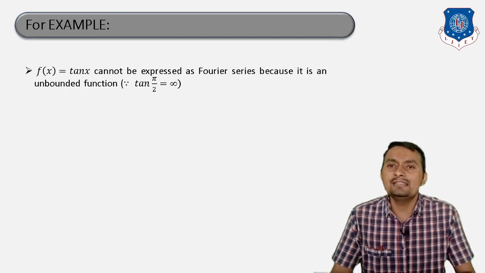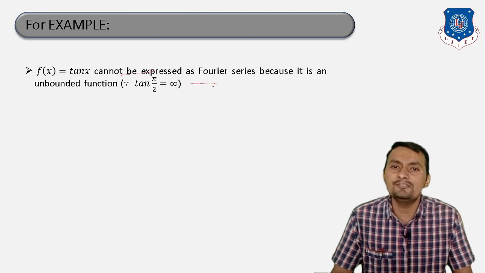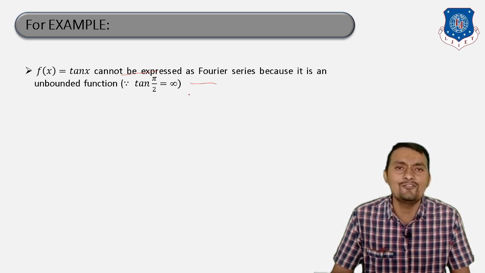Now let's have a look at an example. f(x) = tan x cannot be expressed as a Fourier series because it is unbounded: at x = π/2, tan(π/2) is going to be infinite. That means the function is not bounded, and hence we cannot find the Fourier series for the function f(x) = tan x.